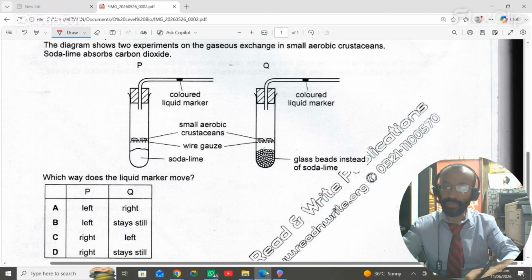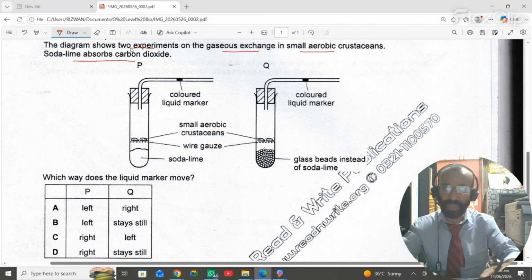Good morning, students. Today we are going to solve a question from the topic of respiration in the subject of biology O levels. The statement of the question is: the diagram shows two experiments on the gaseous exchange in small aerobic crustaceans. Soda lime absorbs the carbon dioxide.